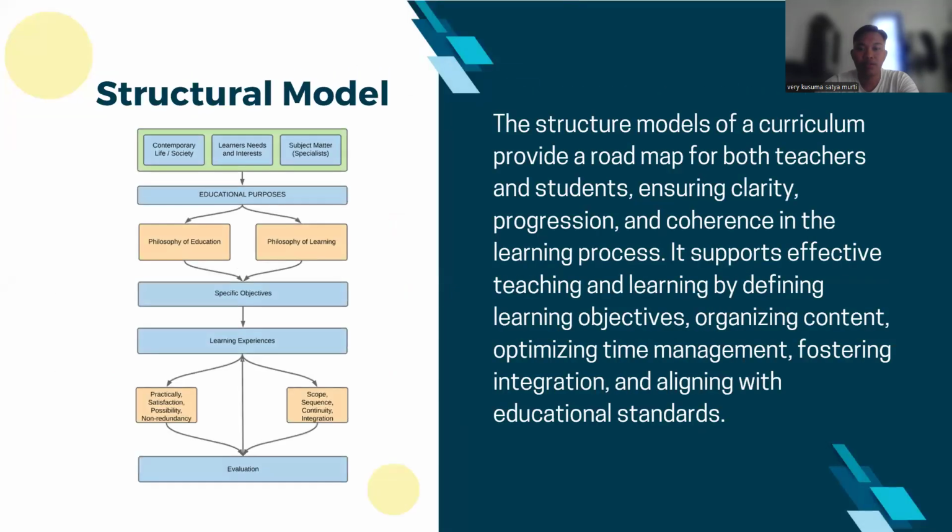And the last one is the structural model. The structural model of the curriculum provides the roadmap for both teacher and student, ensuring clarity, progression, and coherence in the learning process. It supports effective teaching and learning by defining learning objectives, organizing contents, and optimizing time management, fostering integration and aligning with the educational standard.